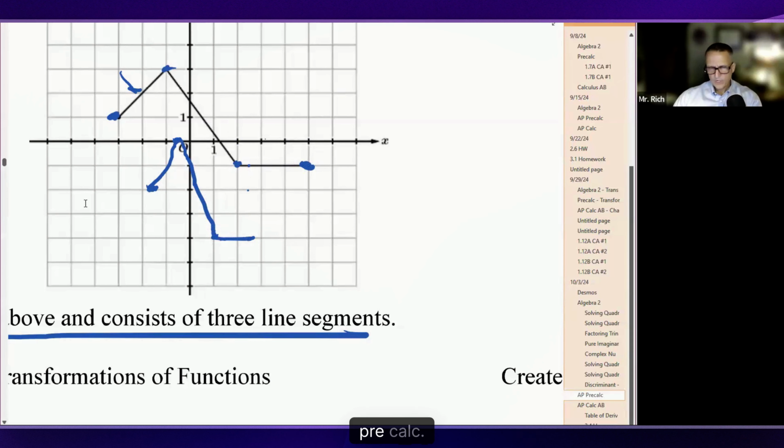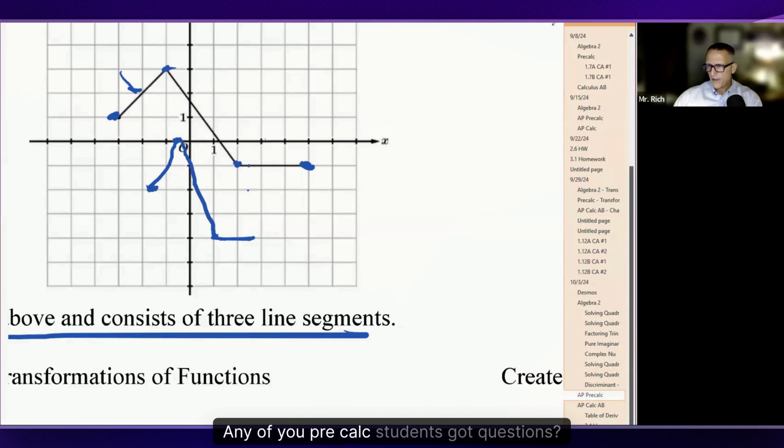That is Precalc. Any of you Precalc students got questions?